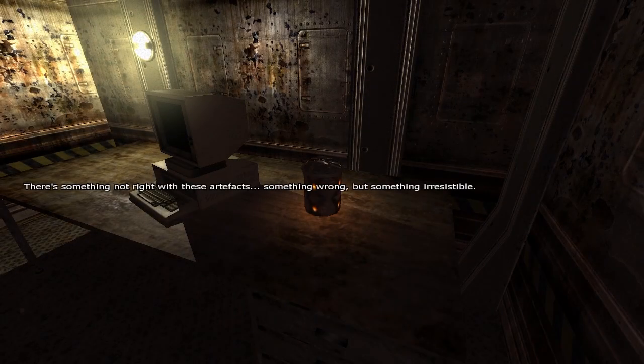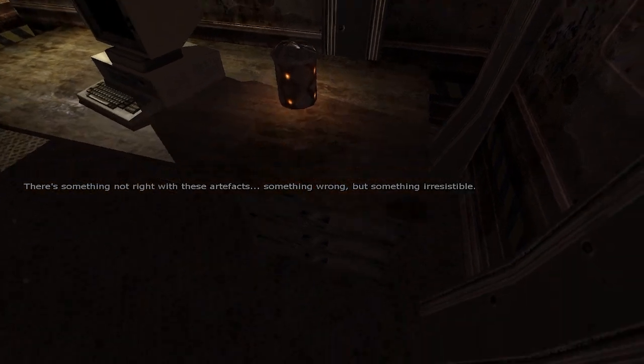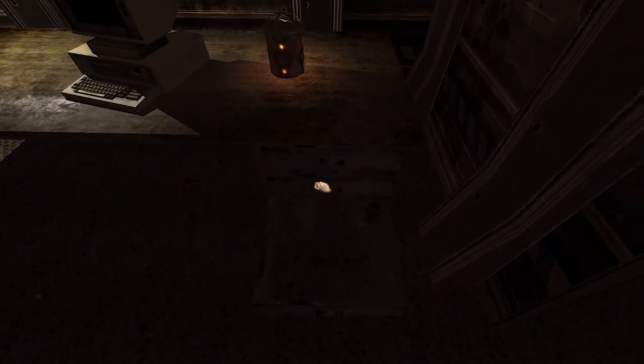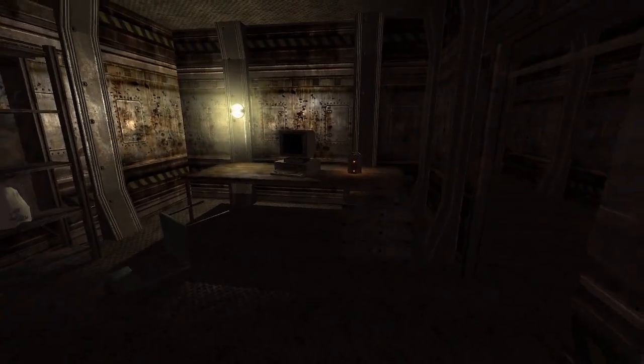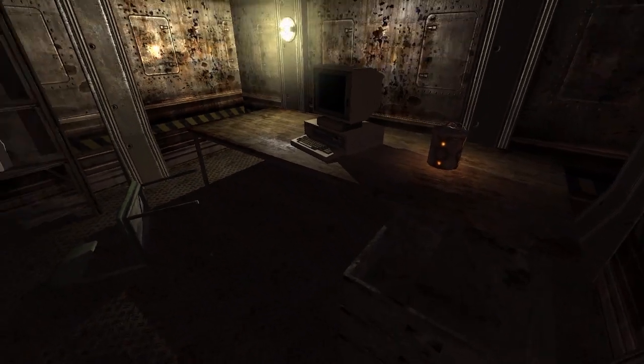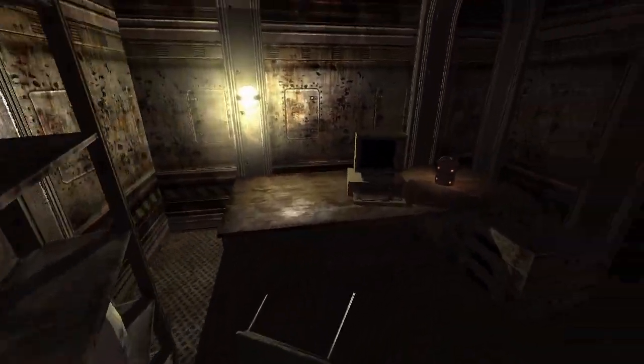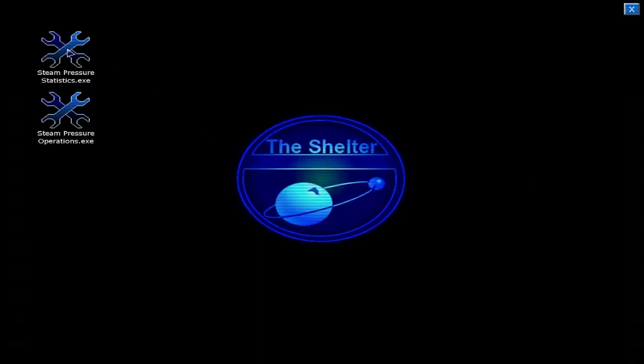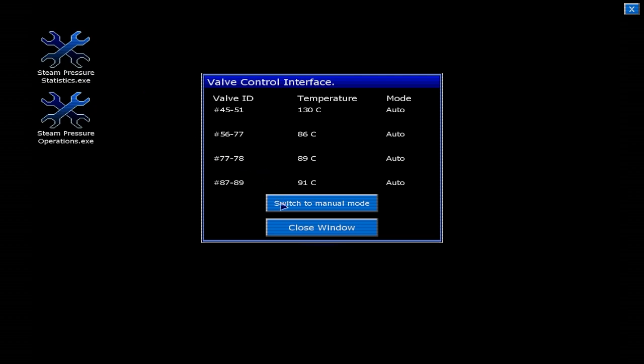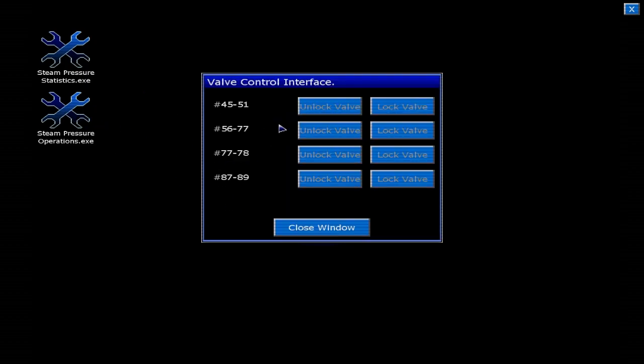Let's activate this. Something not right with these artifacts. Something's wrong. Something irresistible. Got so many batteries, man. So many. System pressure statistics. Okay. Pressure operations.